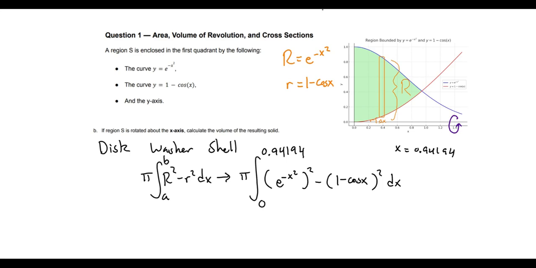Okay, now you're going to plug this into your calculator. And when you plug it into your calculator, you get 1.746. So that is the volume of the resulting solid of revolution based on this problem.